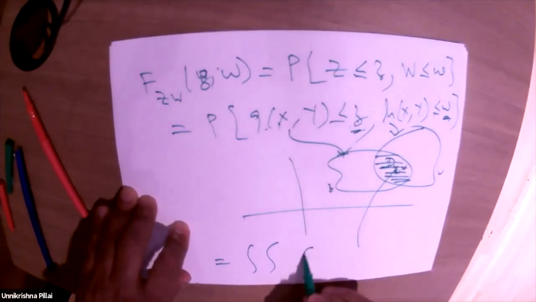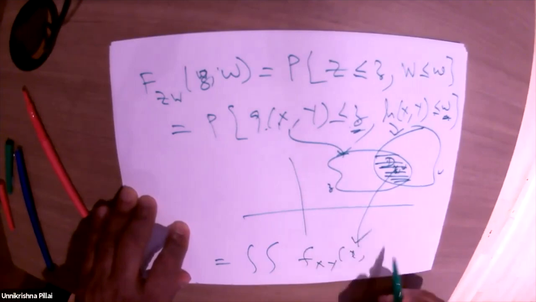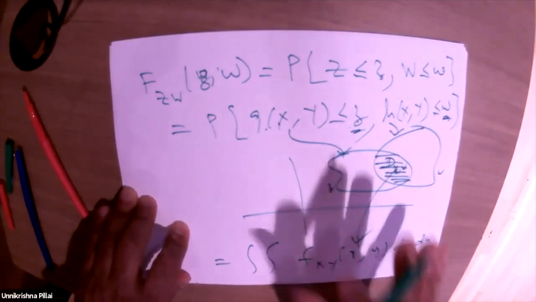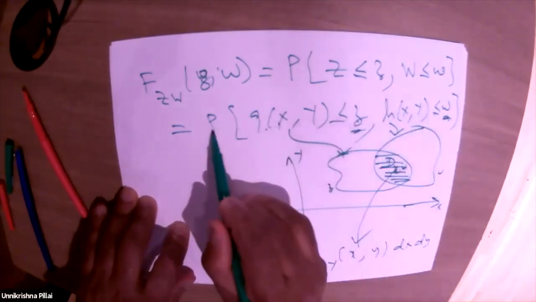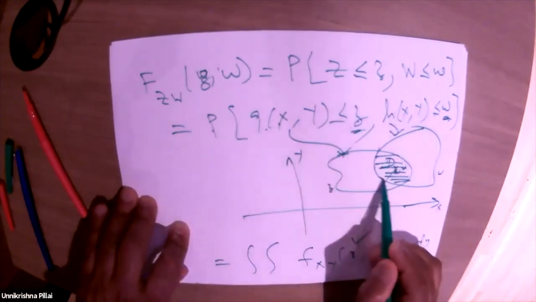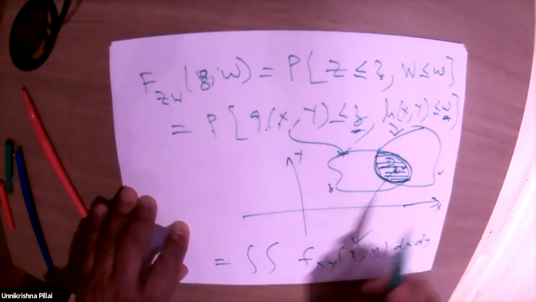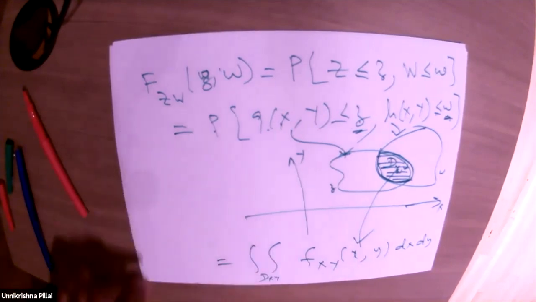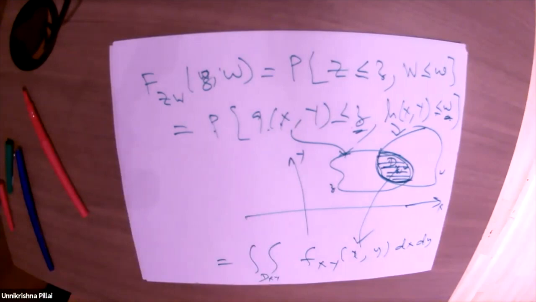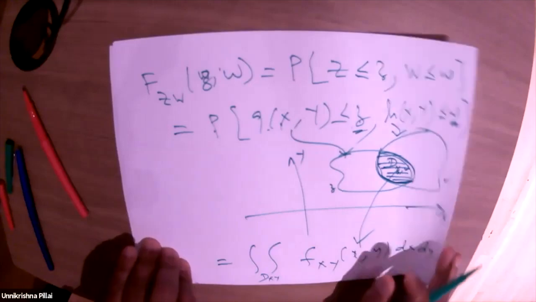So essentially the procedure is this. Remember this is the xy domain. To determine the probability, we integrate the joint density only over this region D. Then you take the double derivative of that, and that will give you the joint density function of Z and W. In my notes, I have worked out an example. So rather than working out the same example, let me move on.